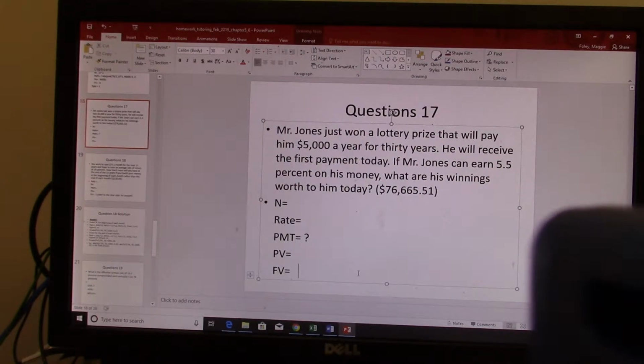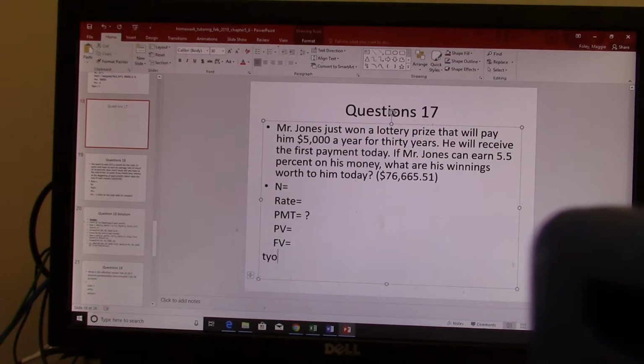Type should be 1 here. 5.5% is the interest rate. What is his winning worth to him today? It's asking for the present value.